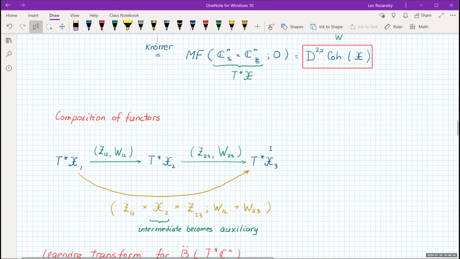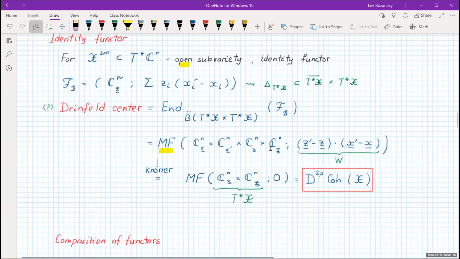Is the result any different if X is not T star of something, if X is some general symplectic manifold? Is that the same conclusion, or is it some different conclusion? A little bit later, I will explain what to do if it's not T star of C^n, but rather an open subvariety. This is an important case for us, and then the conclusion is the same. The same formulas would apply when you have an open subvariety, and you would get the same conclusion.